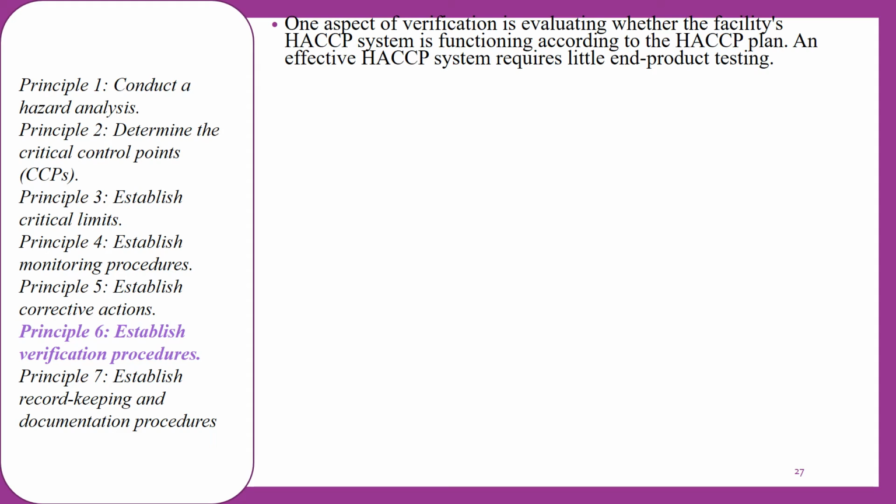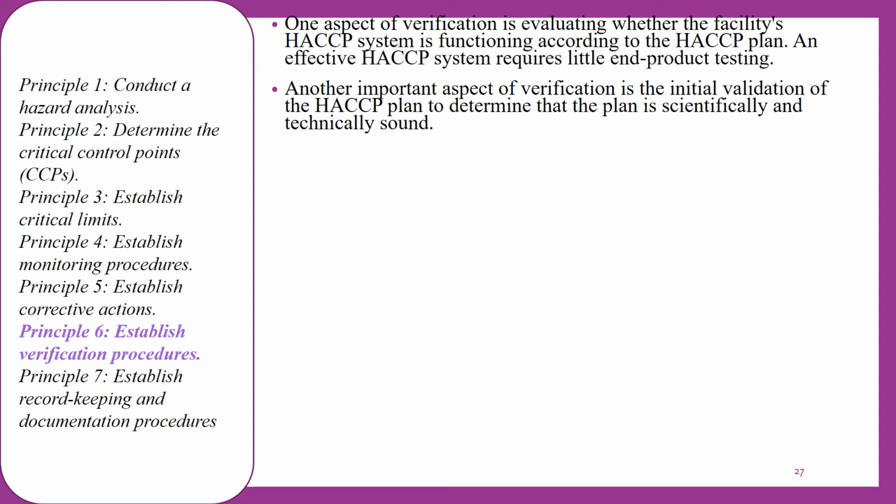One aspect of verification is evaluating whether the facility's HACCP system is functioning according to the HACCP plan. An effective HACCP system requires little end product testing. Therefore, rather than relying on end product testing, firms should rely on frequent reviews of their HACCP plan, verification that the HACCP plan is being correctly followed, and review of CCP monitoring and corrective action records.